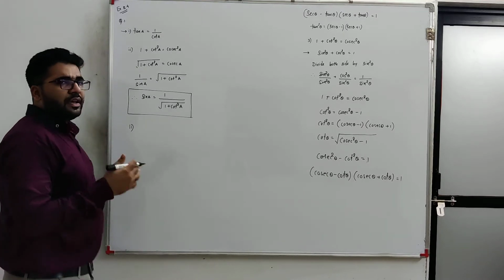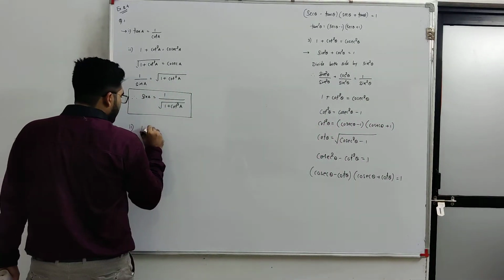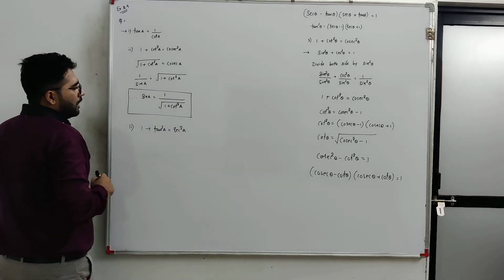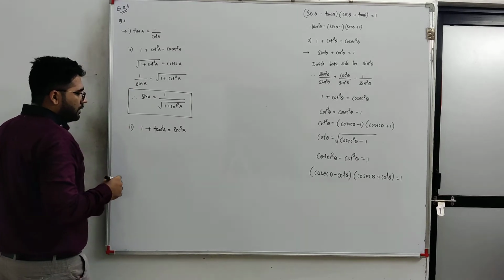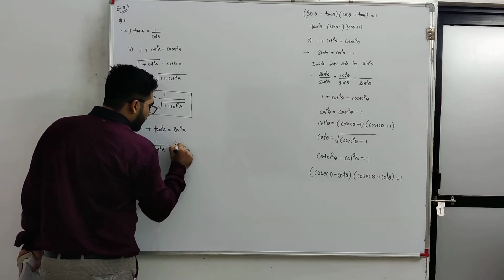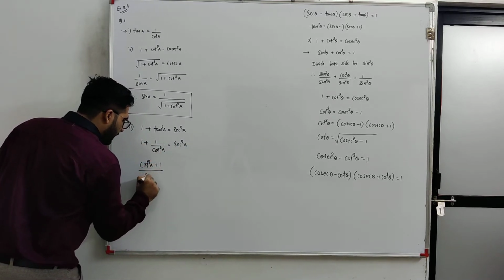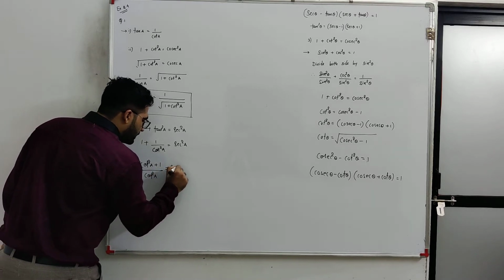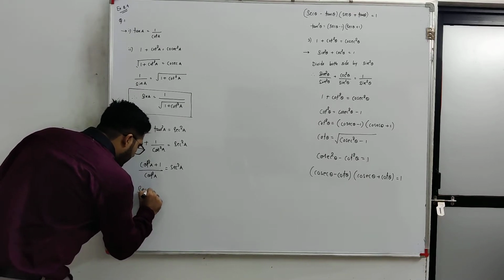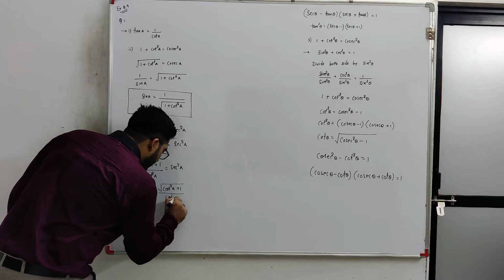For the short method, I am using the relation between tan square A and sec square A. Here I am writing 1 plus tan square A is equal to sec square A. And as you know, tan A is 1 upon cot A, so 1 plus 1 upon cot square A is equal to sec square A. When I take the LCM, I get cot square A plus 1 divided by cot square A is equal to sec square A. Now when I take the square root, I get sec A is equal to under root of cot square A plus 1 divided by cot A.